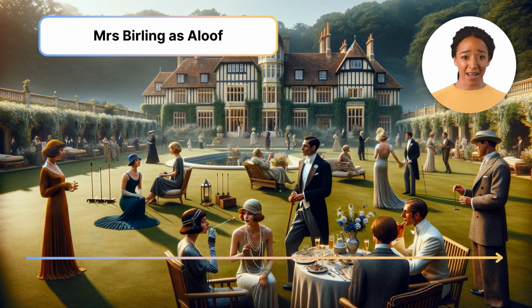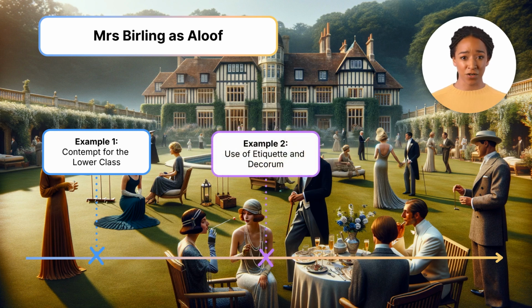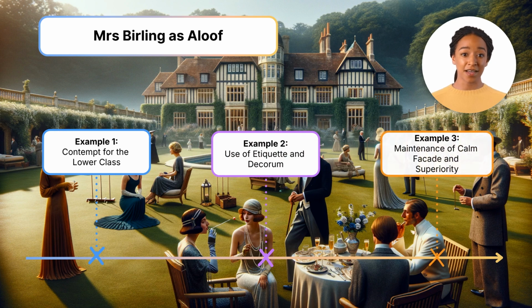To begin, we will analyse her repeated contempt for the lower class, and her reliance on etiquette and decorum to present herself as distant and unfeeling. Finally, we will look at how she continually manoeuvres social situations to maintain a calm facade and one of superiority. We will also analyse her deliberate use of social rules to elevate herself above others. Let's begin.